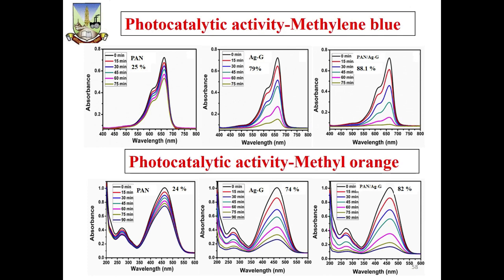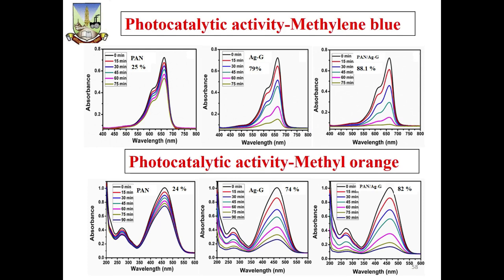Therefore we have used this material for the degradation of these particular dyes inside the water. We have used different forms of that material: pure PAN nanofibers, pure silver grafted nanoparticles, and PAN AGG nanofibers, for the degradation of methylene blue. PAN itself shows 25% degradation of methylene blue, AGG shows 79% degradation, but PAN AGG nanofibers show 88.1% degradation of that material.